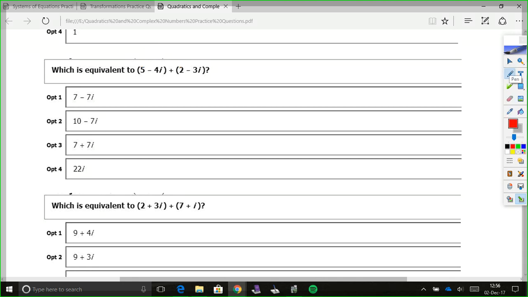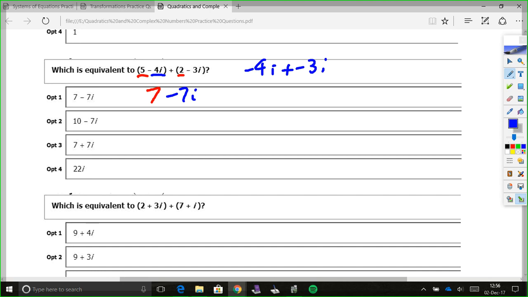But we have 5 and 2 are like terms, so 5 plus 2 would be 7. And then we also have our i terms. We have negative 4i plus negative 3i, which is negative 4i minus 3i, which would be a negative 7i. Right? You're just combining like terms. You have 7 minus 7i.